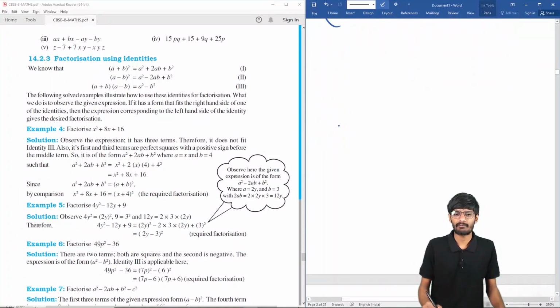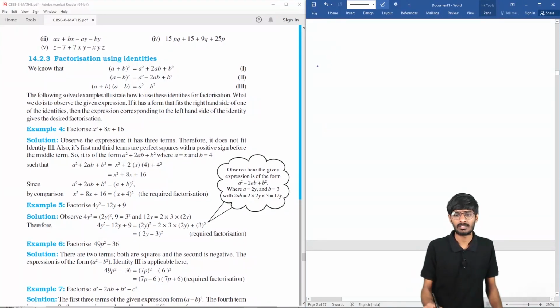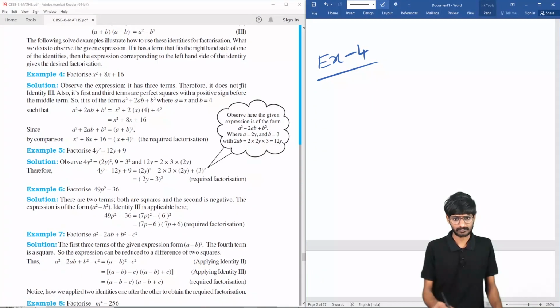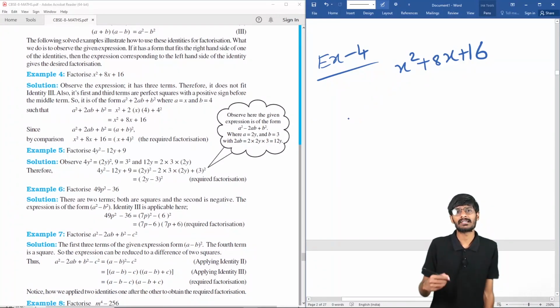So we will do some examples so that we can understand how these are applicable. Example 4: x square plus 8x plus 16. Observe this expression. Finding the common factors, there is no scope. Grouping also, there is no scope. The next step is what? It is the identities. Look for the identities.